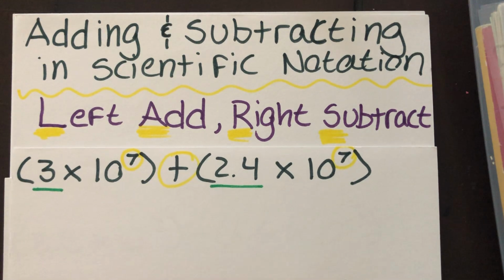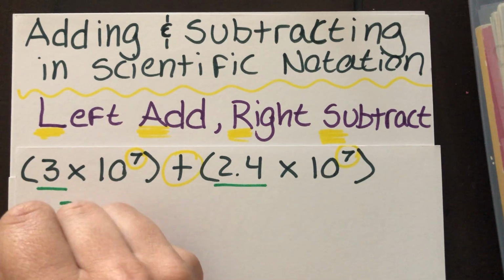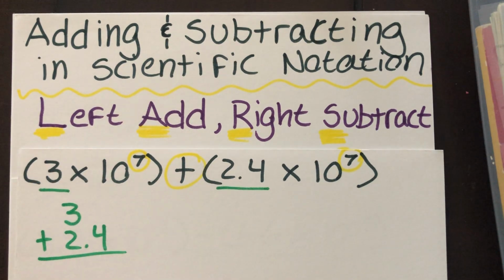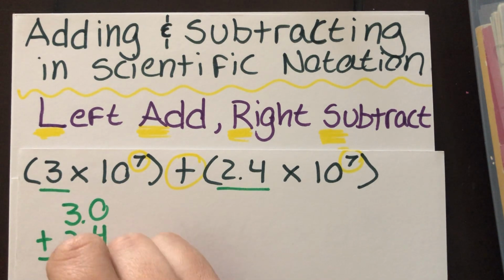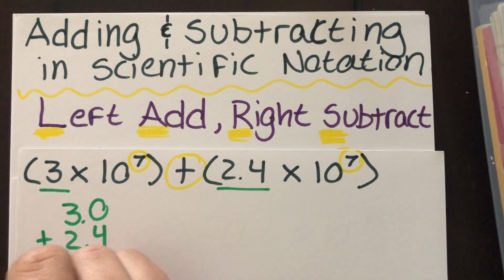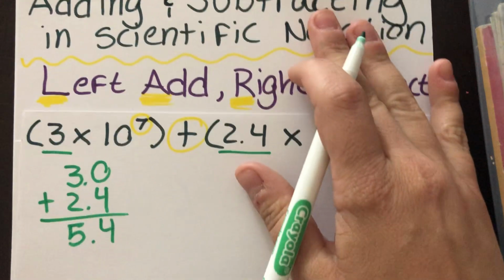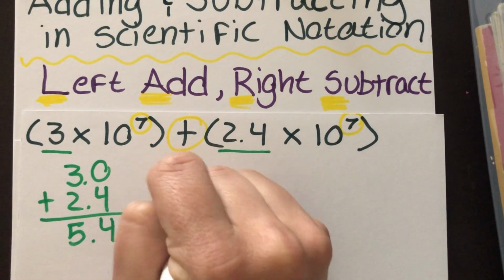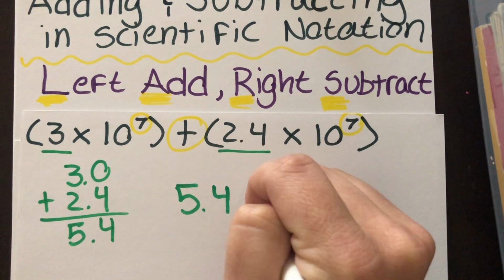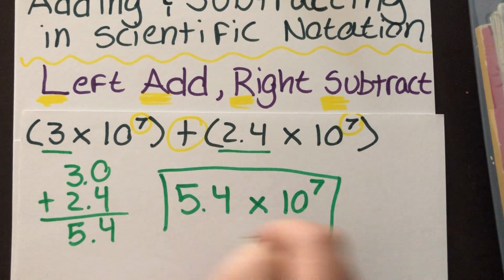So I'm going to add my coefficients. 3 plus 2.4. Put a 0 in there. Add my decimal point. 0 plus 4 is 4. 3 plus 2 is 5. And bring down my decimal. Let me scoot that up a little bit for you guys. All right, so we added our coefficients, and then we keep our power of 10 the same. And we are done. There's our answer for that problem.